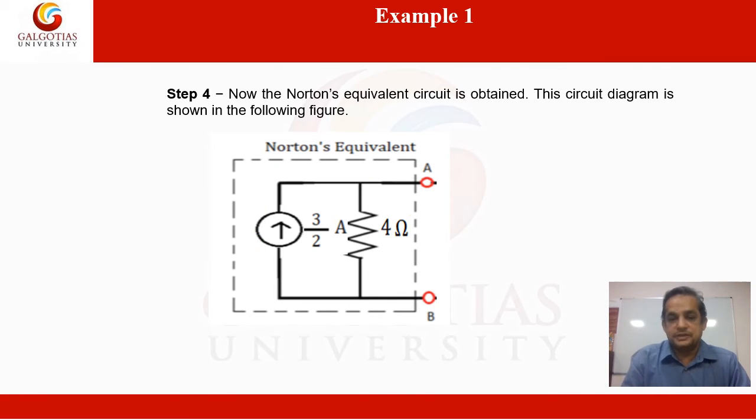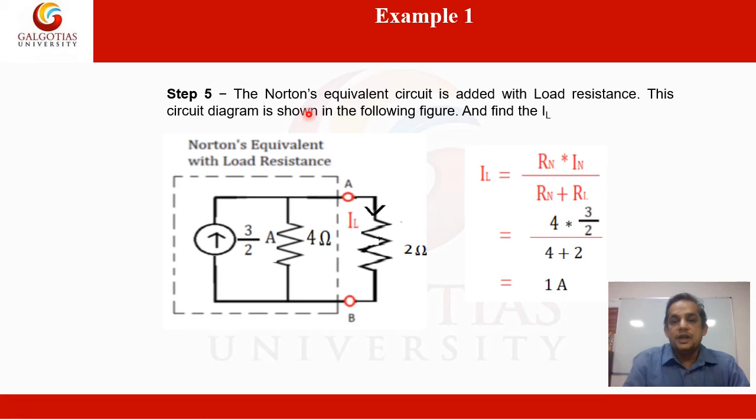Now come to the next slide. Here is step 5, the last step. The Norton equivalent circuit is added with the load resistance. This circuit diagram is shown in the following figure, and we find the IL. Here we reconnect the load resistance which was removed. Now we calculate the IL. Here simply the current division rule is applied.